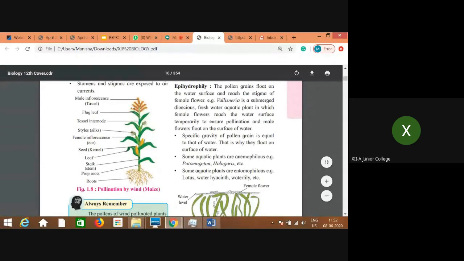Here the inflorescence is considered to be the tassel. The male inflorescence is called the tassel, and this is at the top. This is a monoecious plant, but the flowers produced are at different places. The male flower is different, and the female flower is different, at the axis, at a lower level. This is what is called the female inflorescence, or the ear. Later it gets converted into kernels, right? So this is the wind pollinated example of a monoecious plant.